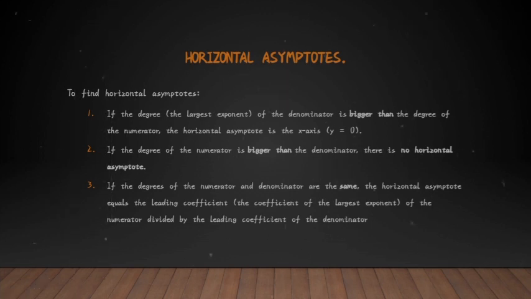Now, if the degree of the numerator is bigger than the denominator, then there is no horizontal asymptote. And for the last one, if the degree of the numerator and the denominator are the same, then the horizontal asymptote is equal to the leading coefficient of the numerator divided by the leading coefficient of the denominator.